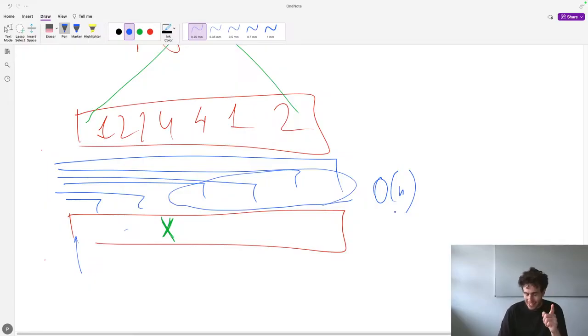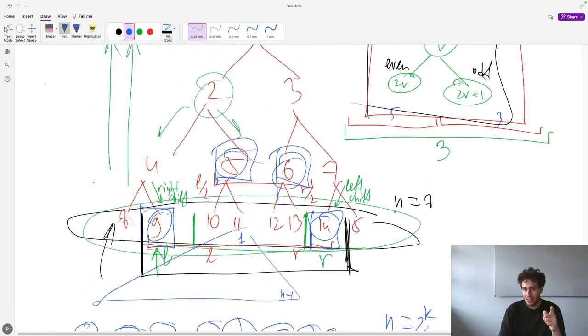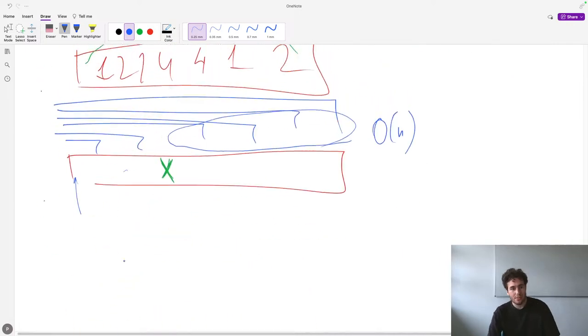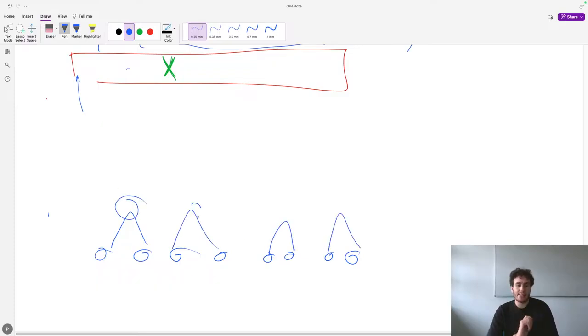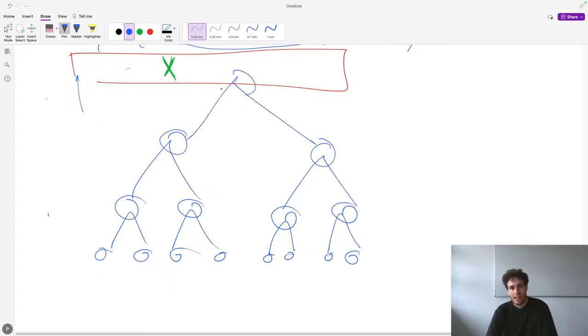But in my case, things are much better. If you look at our tree, we built on top of our array some kind of a tree structure. And I want to say that if I change a single leaf value, a leaf value is our initial array value, then not that much is going to change.